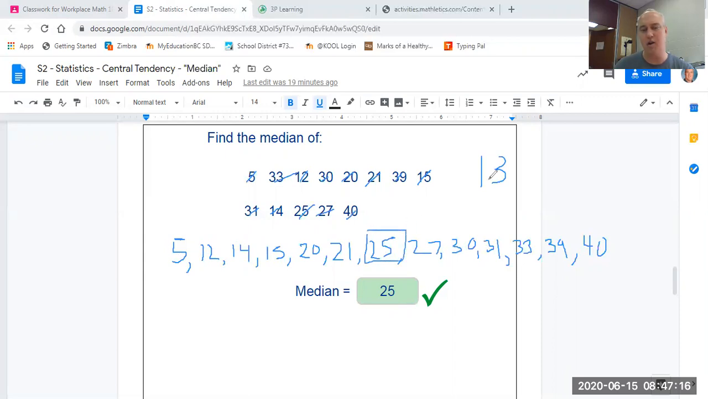So when we have an odd number of numbers, we only have one middle number. It's really easy to figure out the median then, because it's just that number. And notice that we have 1, 2, 3, 4, 5, 6 on this side, 1, 2, 3, 4, 5, 6 on this side. So it is the middle number, and that's why 25 is the correct value. Hopefully that makes sense to you.